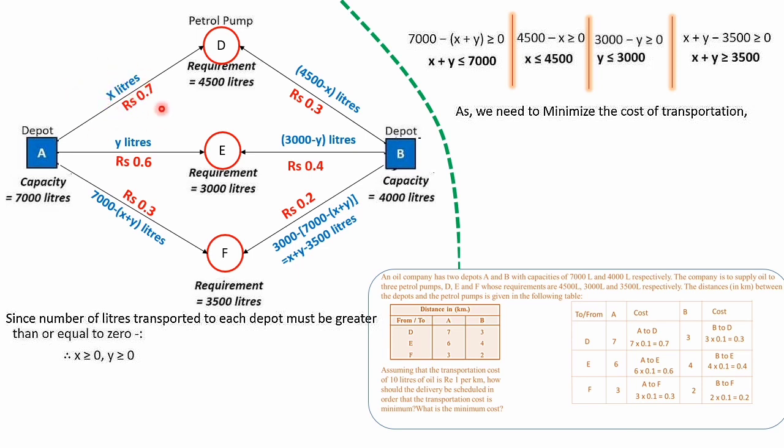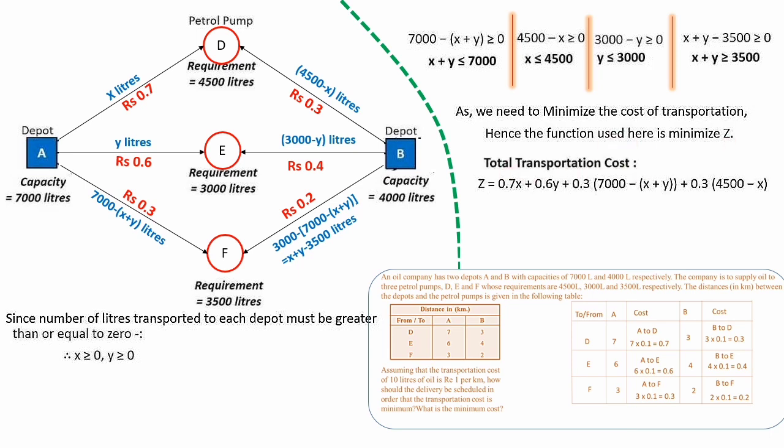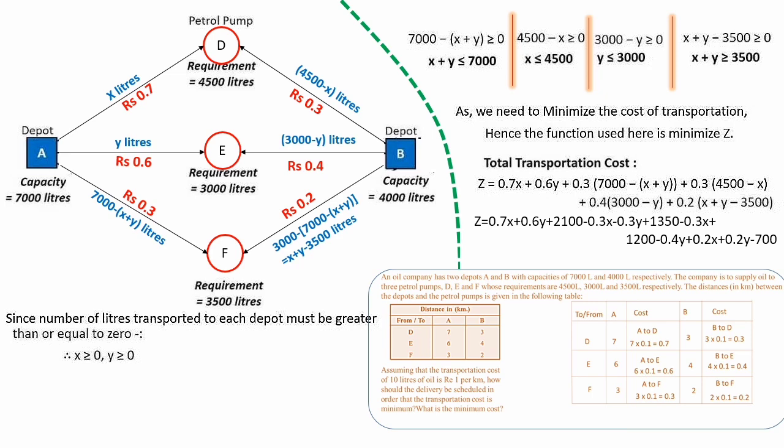Now, as we need to minimize the cost of transportation, just like the previous question, when you write the equation you have to be a little bit careful. The function used here is: minimize the total transportation cost, which is equal to 0.7x plus 0.6y plus 0.3 into (7000 minus (x plus y)) plus 0.3 into (4500 minus x), plus 0.4 into (3000 minus y) plus 0.2 into (x plus y minus 3500) that we have put here.